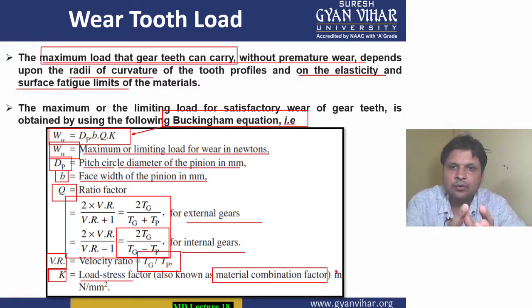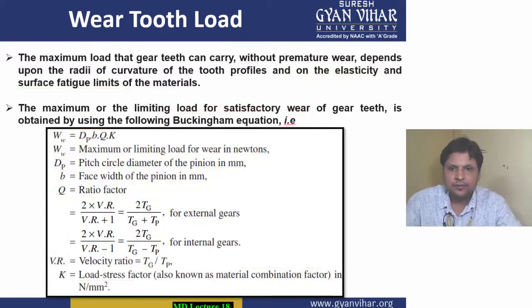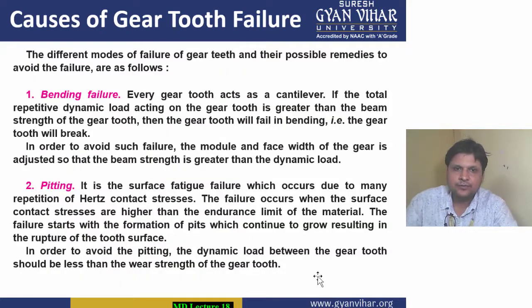It is the maximum load which the gear teeth can carry before failure without any wear and tear. Failure means, in the case of wear, that the material has got wear and tear, that means the material has failed. Alright, and this is the equation known as the Buckingham equation, which is used to find the wear tooth load. So this was the step.